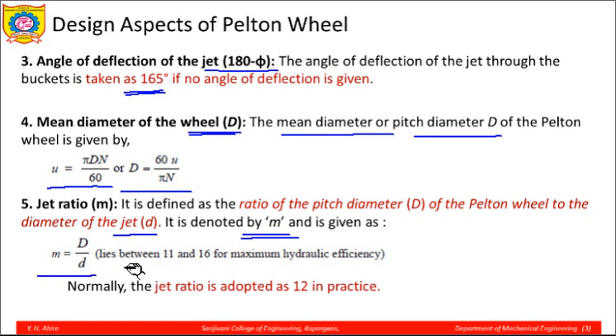The value of jet ratio lies in the range of 11 to 16 for a maximum hydraulic efficiency. But in practice, the jet ratio is normally adopted as 12. Generally, it is taken as 12. That corresponds to maximum hydraulic efficiency. The range is 11 to 16.